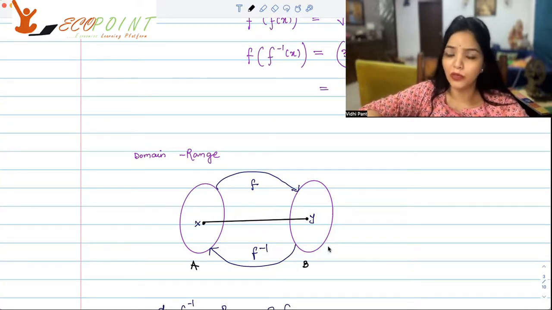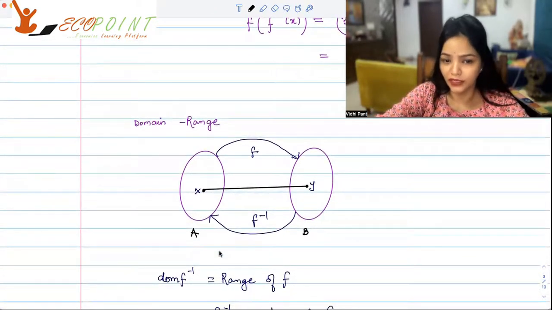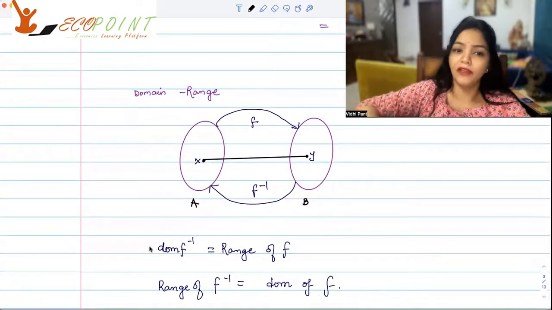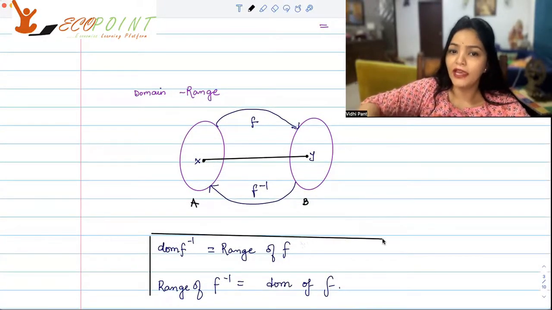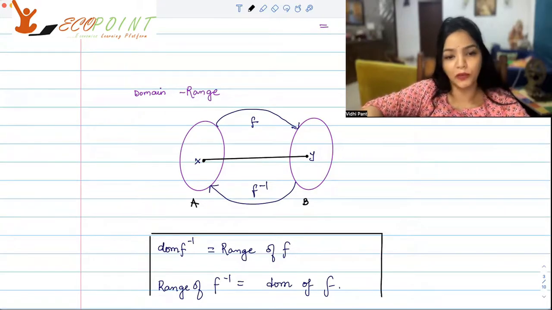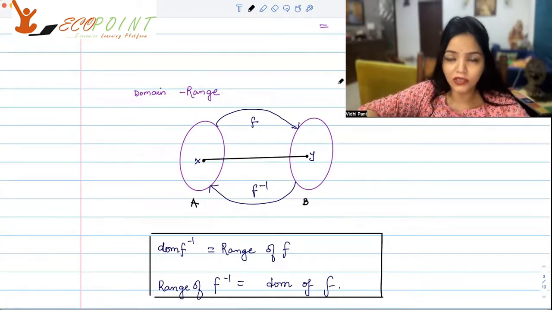So what is happening throughout? If we talk about the domain of f inverse, the range of f should be the domain for f inverse, and the domain for f becomes the range, right? So the domain of f inverse is the range of f, and the range of f inverse is the domain of f. Always remember this. That's how you construct an invertible function.